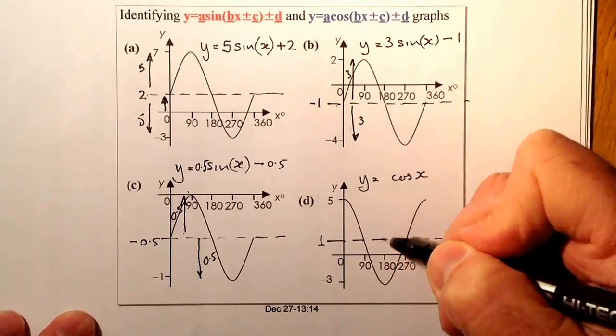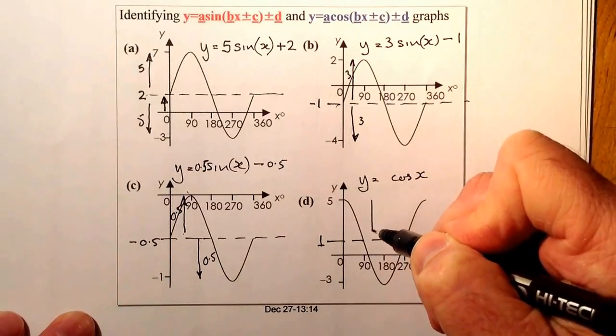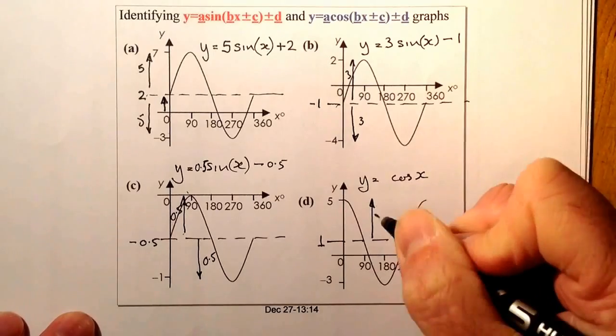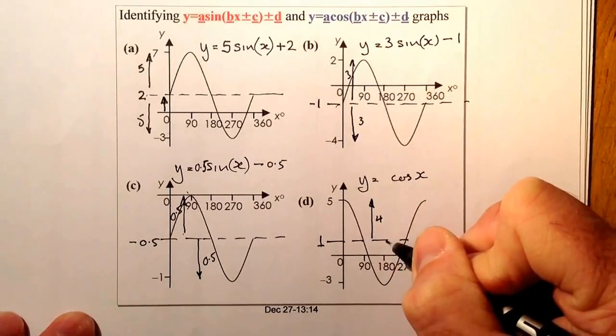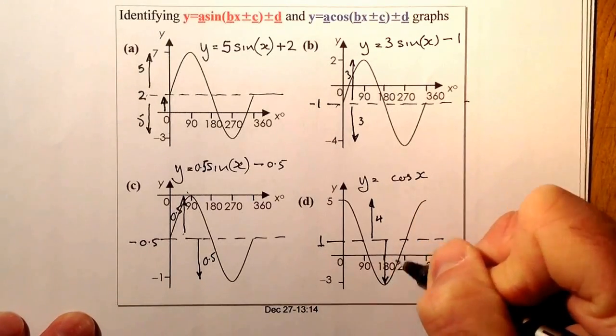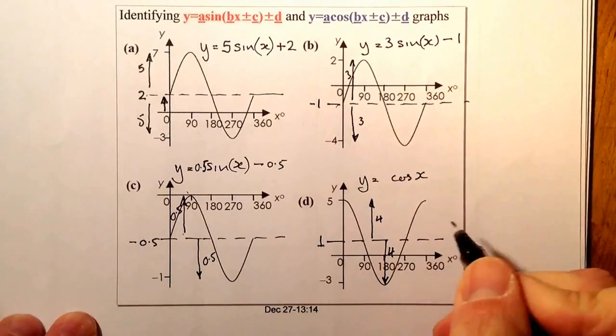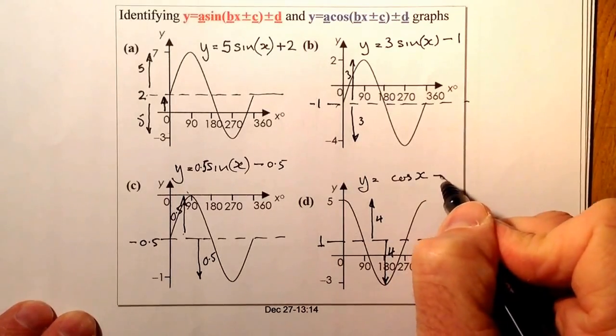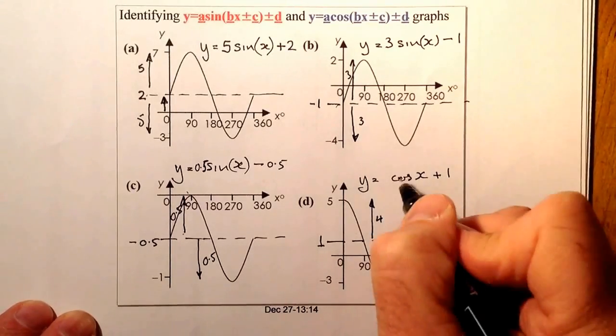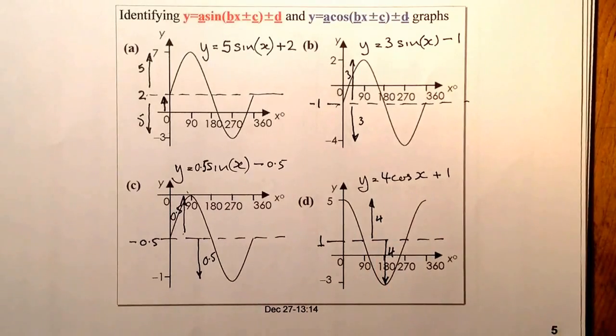Okay, so then I'll work out what my amplitude is. The amplitude from there up to the maximum point is going to be 4, and from there down to the minimum point is going to be 4 also. So I've moved the graph up by 1, so it'll be a plus 1, and my amplitude is 4, so that's a 4 that's going to appear in there.